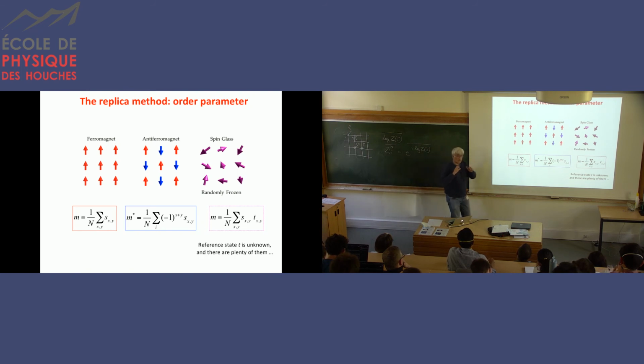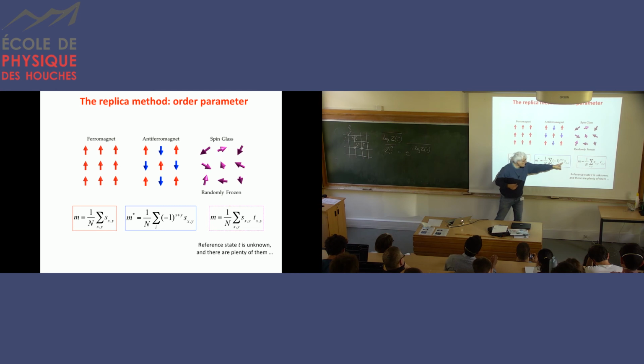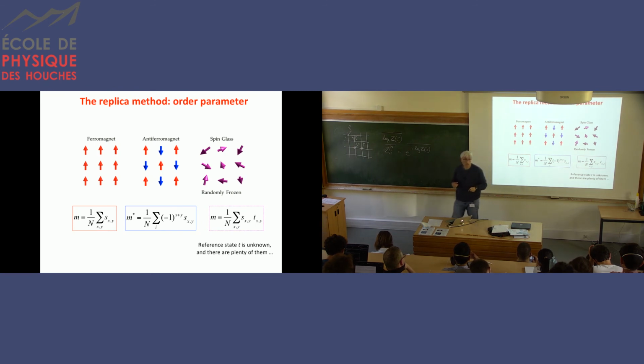So you have to be a little bit clever if your reference state is not as simple as that one. For instance, in the antiferromagnet, if you do exactly the same thing, that's a bad idea. You have to do the correct projection of S with respect to your reference state. That means you have to do the sum of the S with a (-1) to the power of where you are on your lattice, which is called a staggered magnetization. And it's always like that.